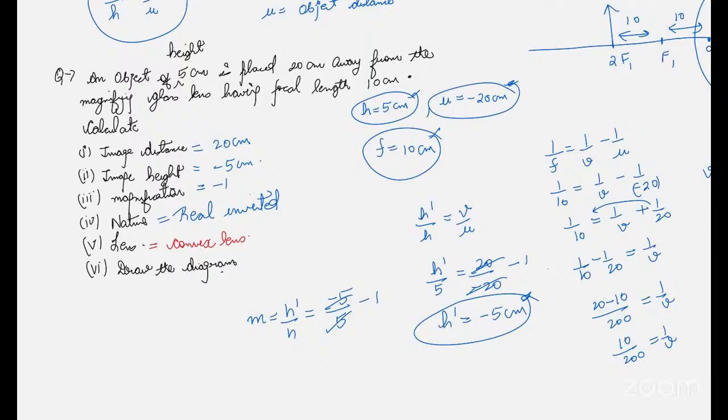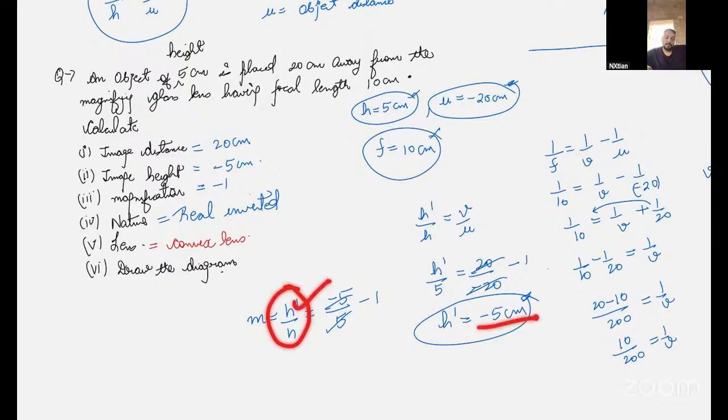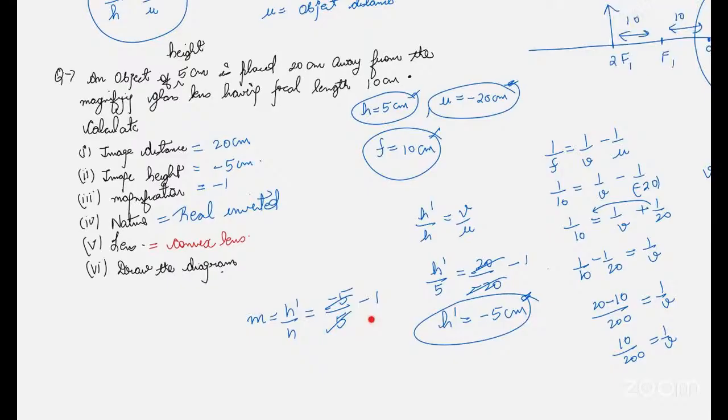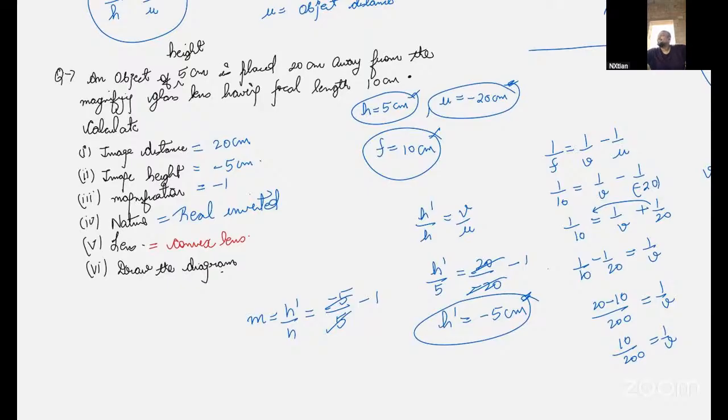So can you do magnification one more time? What is the formula of magnification? Height of image upon height of object. Yeah. Height of image I got -5. Height of object is 5. -5 divided by 5 is -1. Okay. Okay, done. So I'll give some questions for homework because David is enjoying the homework. So we'll give more questions.